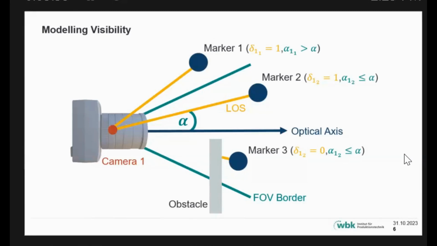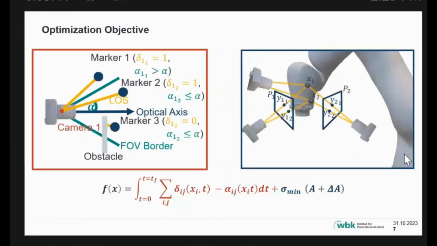And those two things now can be combined to a sort of objective function. So from the visibility, we get the right term here, which is basically integrated over the time of the robot task, because again, the robot moves, and as well over all the markers and all the cameras, where the delta denotes the line of sight, either 1 or 0.